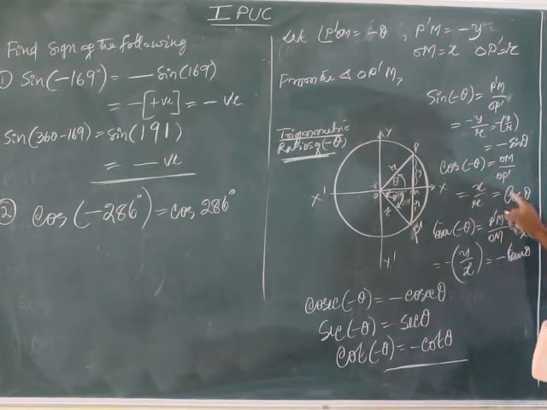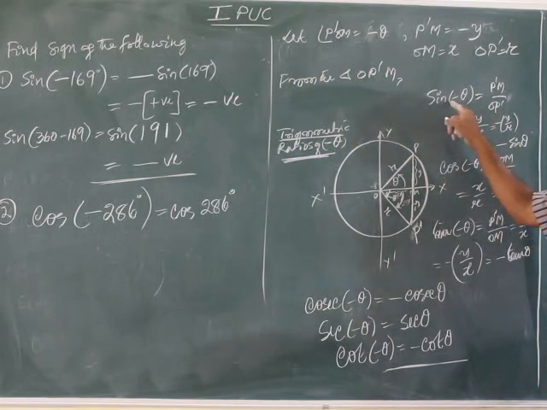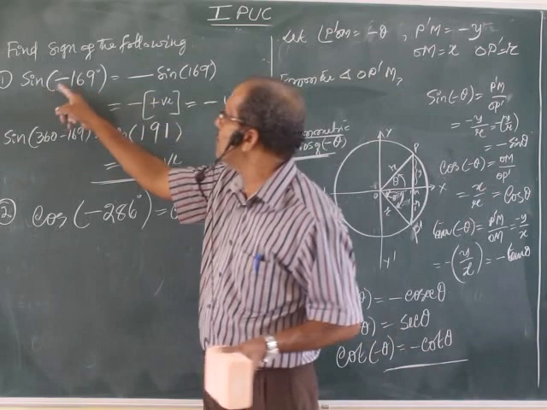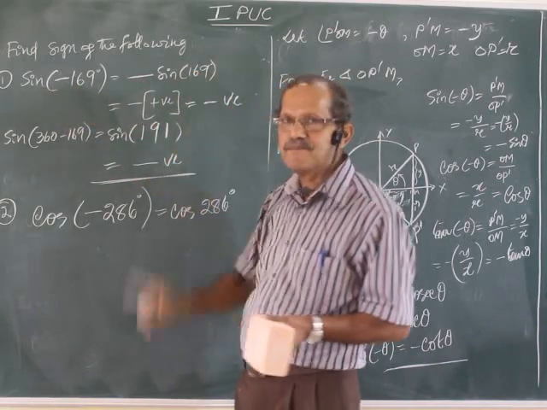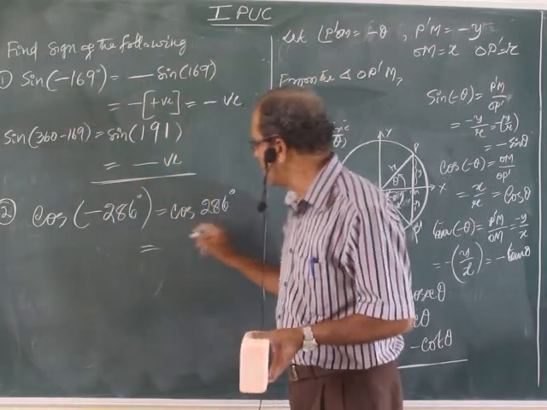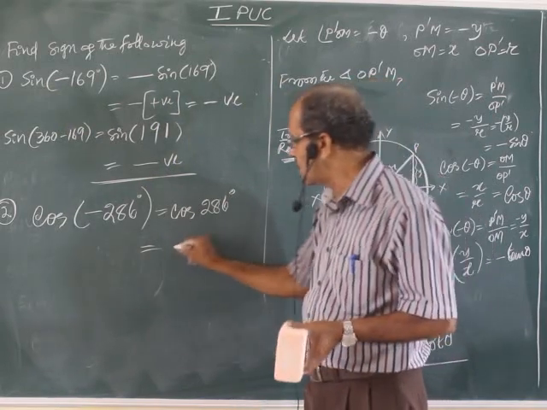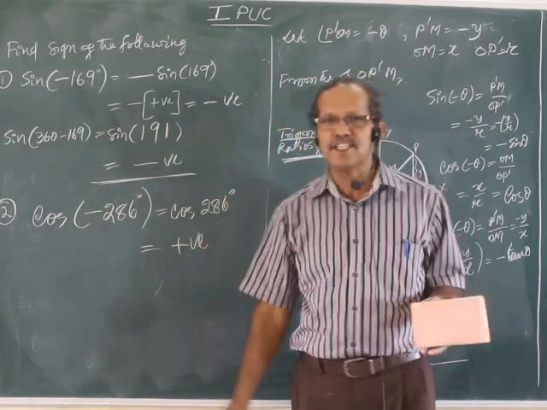Cos of minus theta and cos theta are the same. But sin of minus theta is minus sin theta. There you have to use sin of minus theta as minus of that one. Here it is the same. But you know 286 comes in the last quadrant, fourth, where cos is positive. Over, see, finish.